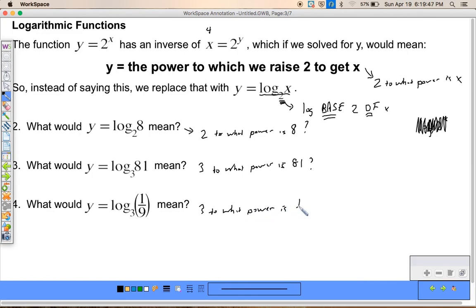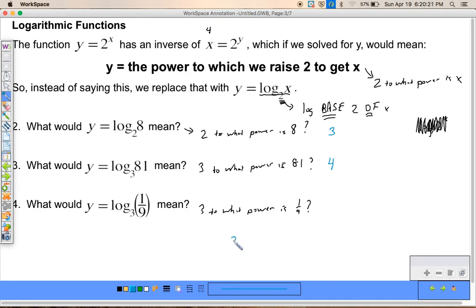And for the last one, we would be saying 3 to what power is 1/9. Now for all 3 of these, we can go back and solve them if we want to. What power would we have to raise 2 to get 8, or 2 to what power is 8? Well, we know 2 times 2 times 2 is 8, so 2 to the 3rd power would give us 8. For this one, 3 to what power is 81? That would be 4. And here, 3 to what power is 1/9? We're trying to get a fractional answer for this. Any power that we raise 3 to, 3 to the 1st, to the 2nd, to the 3rd, is going to get bigger and bigger and bigger, and isn't going to get us a fractional number.